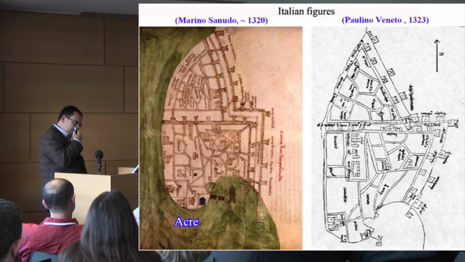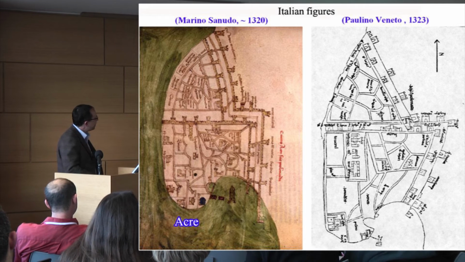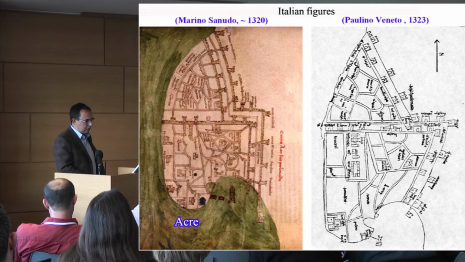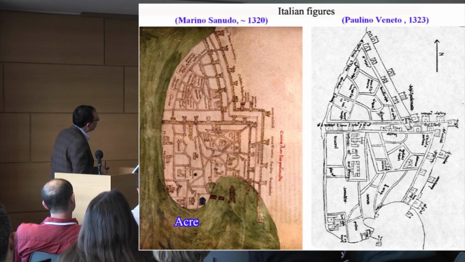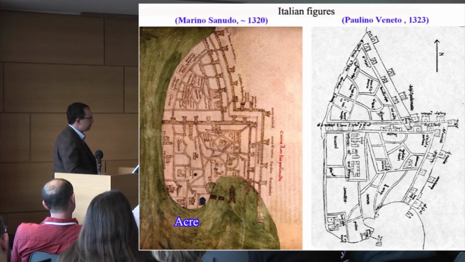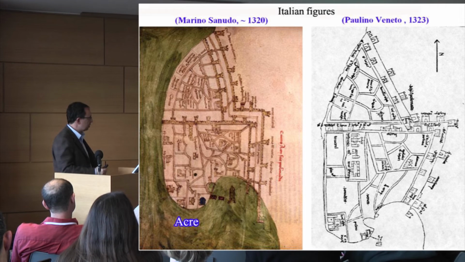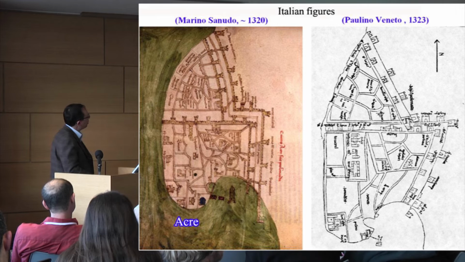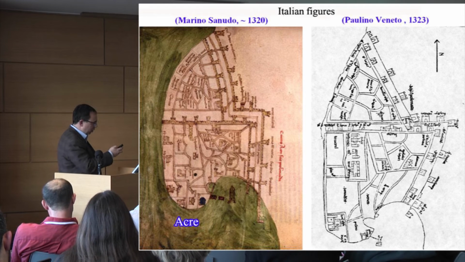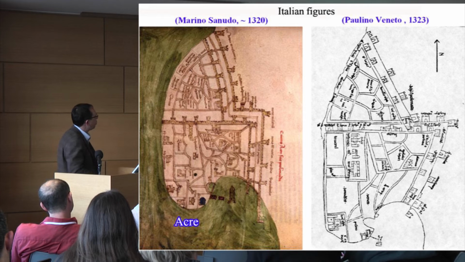Let's go back to maps and charts, because that was the reason why I'm here today. The first maps, I call them figures, but let's say maps is also okay, because map for me is something accurate. It's my vision. It's coming from a geodetic point of view, not just general description. But the first that you can see somehow the coastline, more realistic coastline, the ones of the Italians Maria Sanudo and Paolino Veneto.